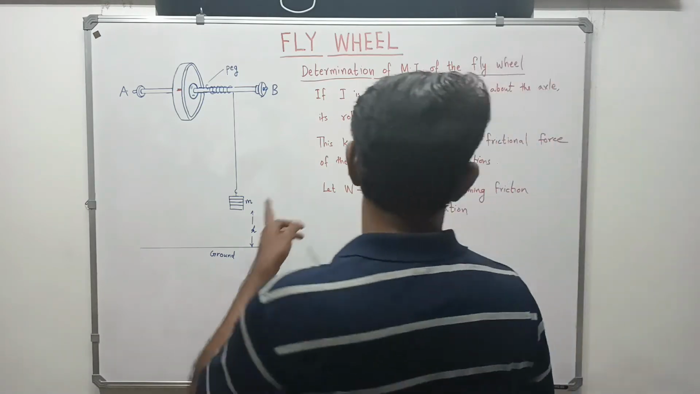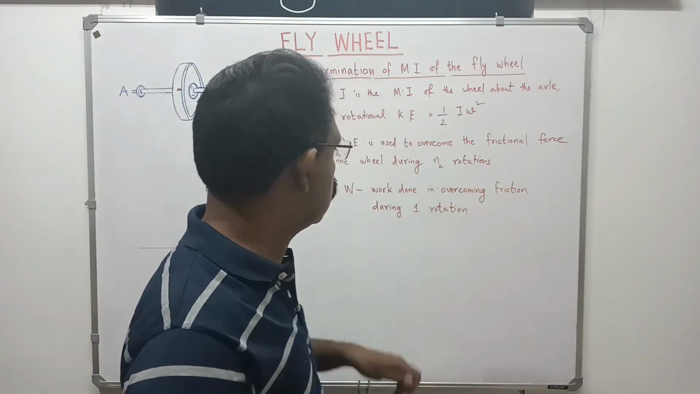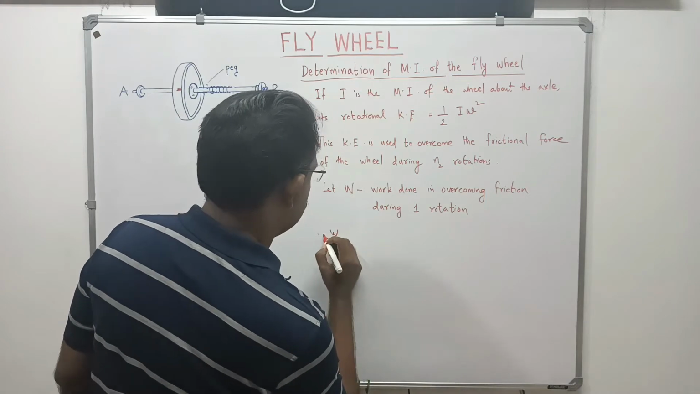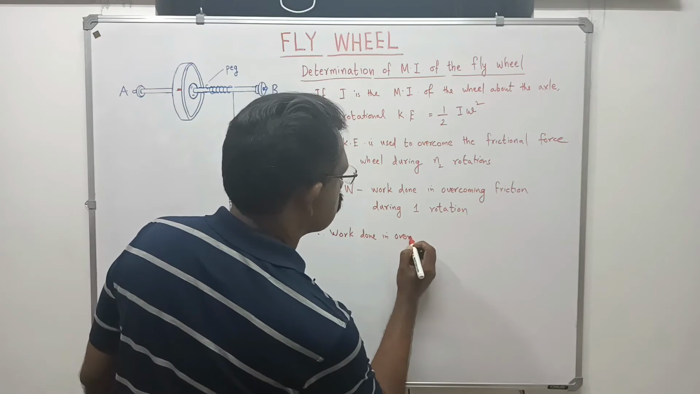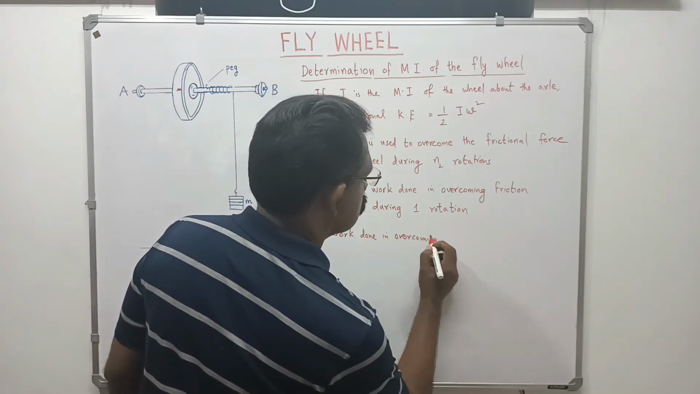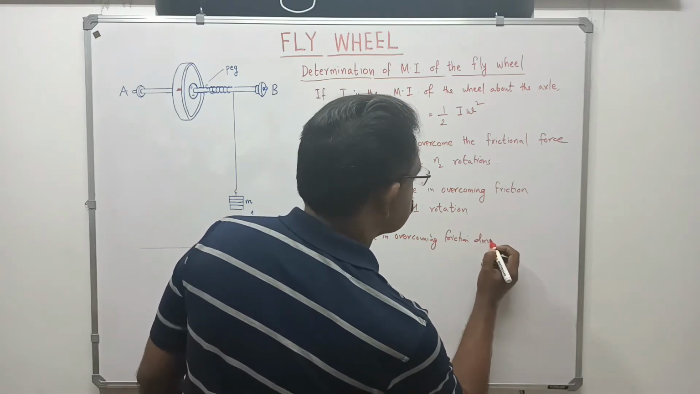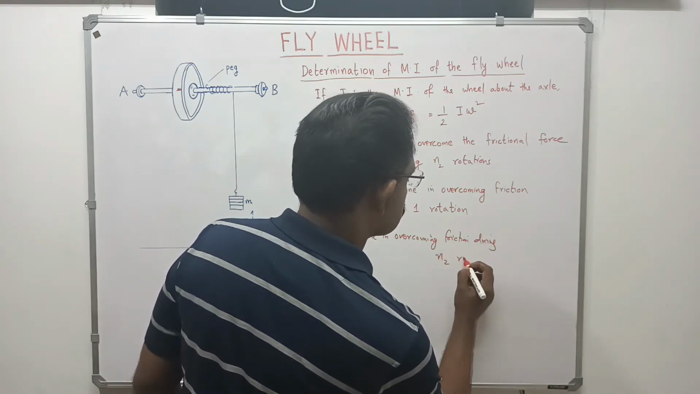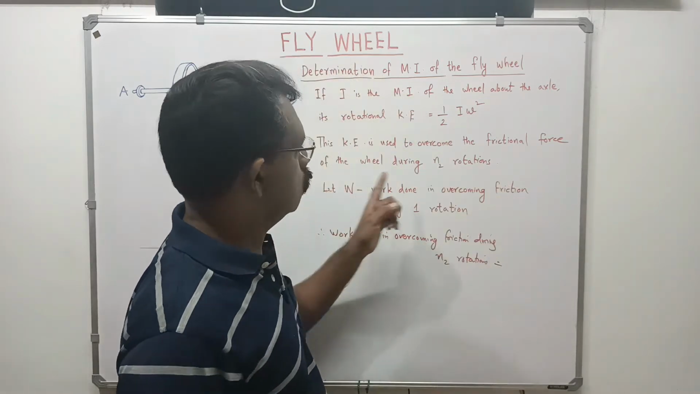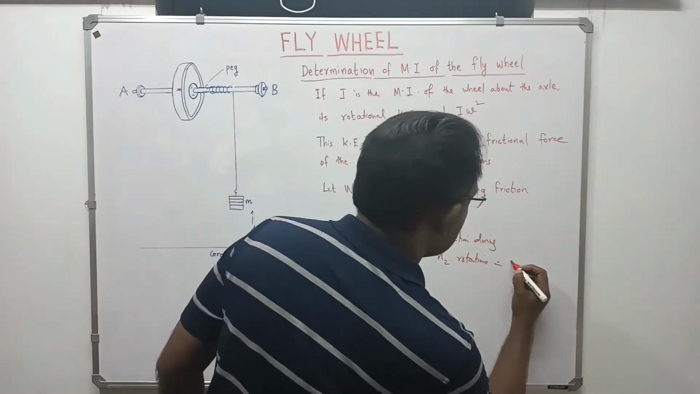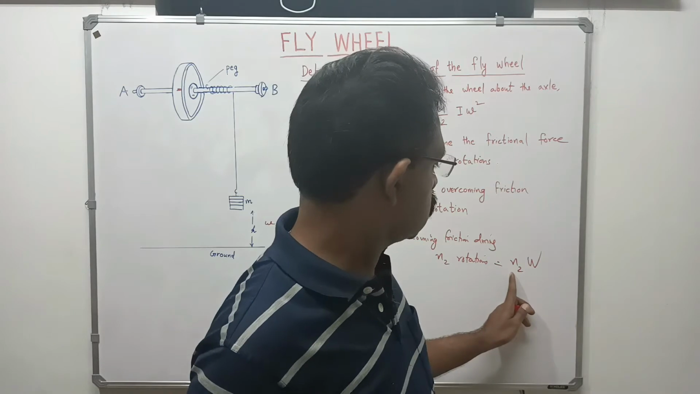So here you can see that there are n2 rotations after the mass is dropped. So what will be the work done? Therefore the work done in overcoming friction during n2 rotations. This is only for one rotation; we have n2 rotations, so that is n2 into W. So this is the work done in overcoming friction for n2 rotations.